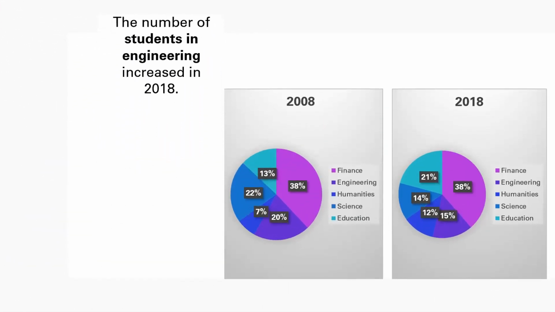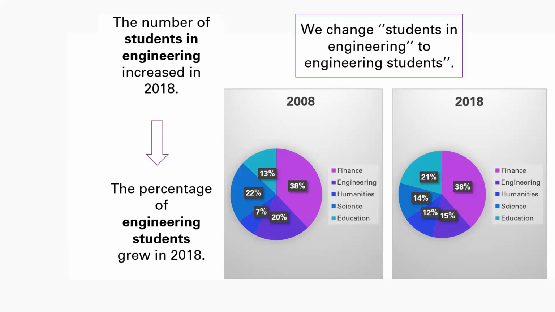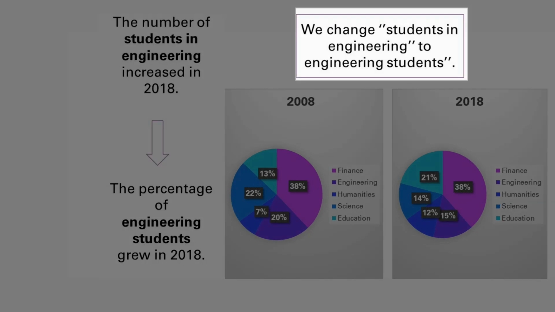For example, IELTS writing task 1. We're describing a pie chart. The number of students in engineering increased in 2018. I want to paraphrase it, so I say the percentage of engineering students grew in 2018. So I've changed students of engineering to engineering students. Basically just change the word engineering, the noun, to become the adjective. It's more concise and it's a perfect paraphrase.